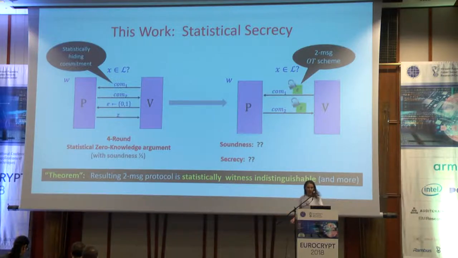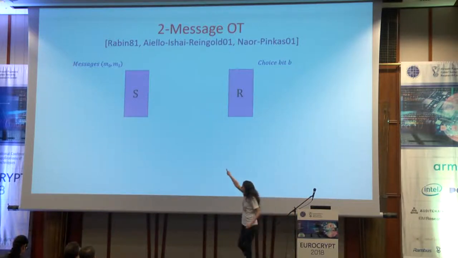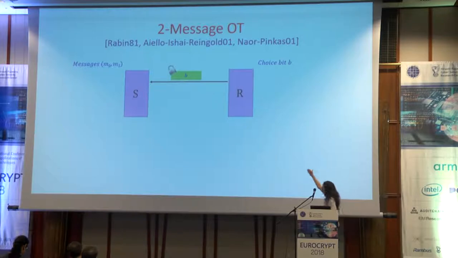So now let me define what the OT is, or the OT that we use. The OT we use is a one-out-of-two OT. There's a receiver and a sender. The receiver wants to get one of these two messages, M0, M1. Which one depends on the bit B. So he has a bit B and he wants to get MB, the B's message. And the way it works, he sends a message that depends on B. B is hidden.